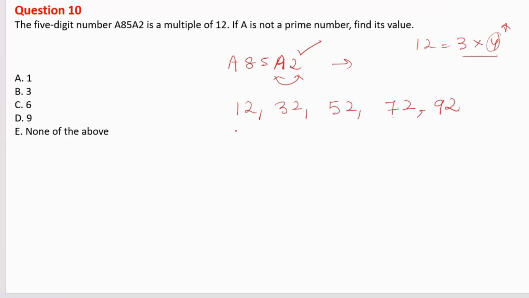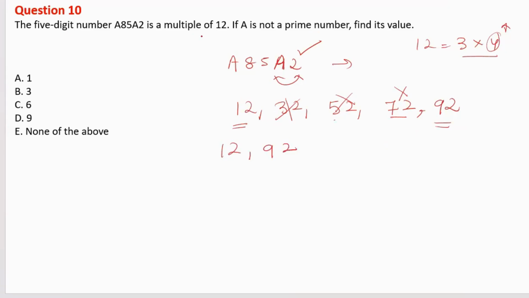Now I have to check. A is not a prime number. What is a prime number? A prime number is one that comes only in its own table. So they are talking about A not being a prime number. 3 is a prime number, so I will cancel this value. 5 is a prime number, I will cancel this value. 7 is a prime number, I will cancel these values. So I am left with 1 and 9, which are not prime numbers. So I'm just having 12 and 92.